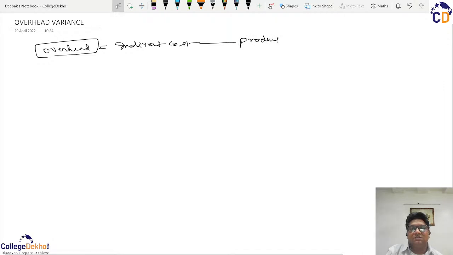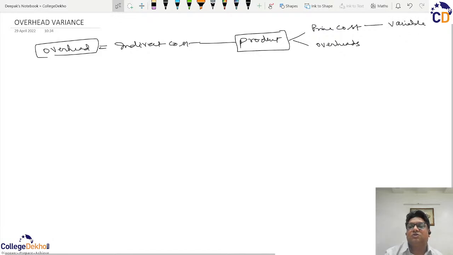Whenever a business is providing any product to the consumer, whether it's a manufacturer or a trader, there are primarily two costs: the prime cost or the direct cost, which is directly associated with the product physically, for example, direct material and direct labor, or there are indirect costs, also known as overheads. This prime cost is primarily of variable character, hence it changes proportionately with the output. But overheads are primarily fixed, but there can also be variable overheads. So in this session, we will primarily stress on fixed overheads variance.